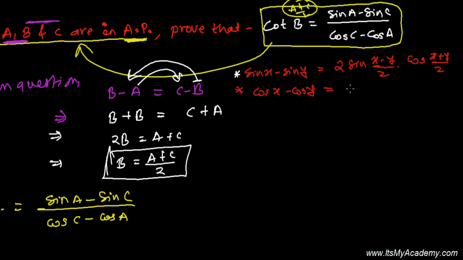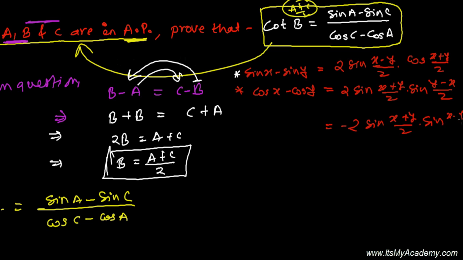That's actually, we have two formulas for this. You can use minus or without using minus. If you want to write without using minus, then it is 2 sine (X plus Y) divided by 2 times sine (Y minus X) divided by 2. Keep in mind that it's Y minus X divided by 2. If you want to write minus, then it will be minus 2 sine (X plus Y) divided by 2 times sine (X minus Y) divided by 2.